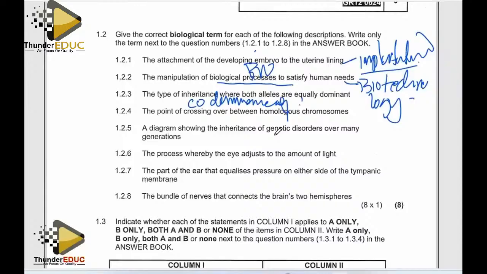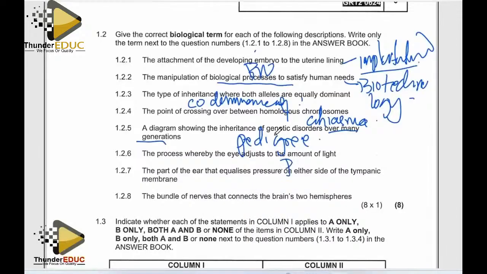They're saying that the point of crossing over between two homologous chromosomes, we call it chiasma. They're saying a point, not points, so I can't say chiasmata. Then they're saying that the diagram shown below indicates the inheritance of the genetic disorder over many generations. So we call it pedigree.